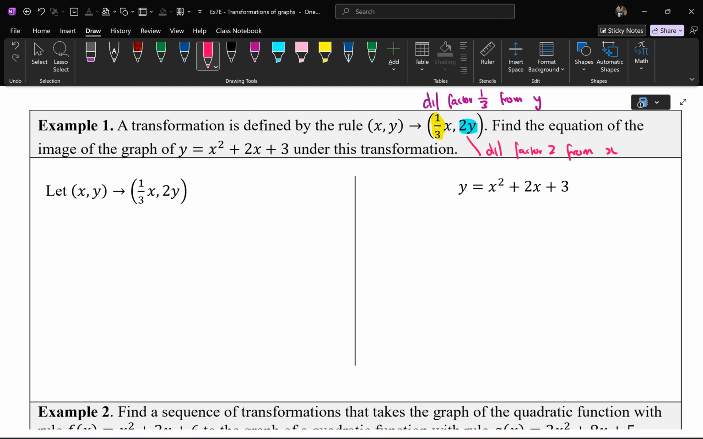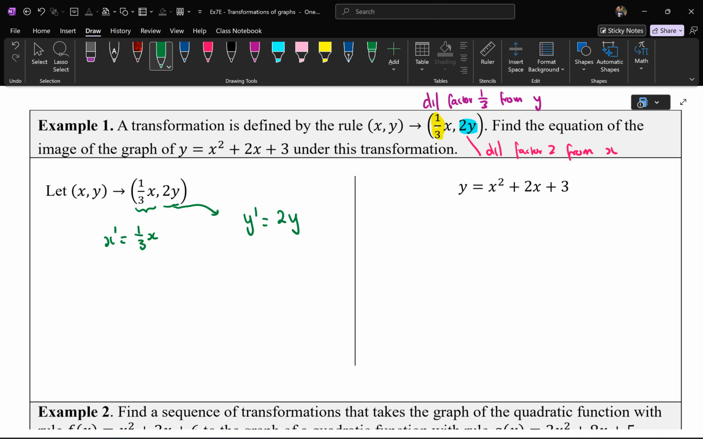Okay? Now it says find the equation of the image if the graph is y equals x squared plus 2x plus 3. Exactly the way we did in 7C and 7D. This is original y, that's original x. This is your transformation. So we do the same thing again. We say, all right, well, this is your new x is equivalent to 1/3 times the original x. Whereas this one is saying that new y will be the result of doubling the original y.